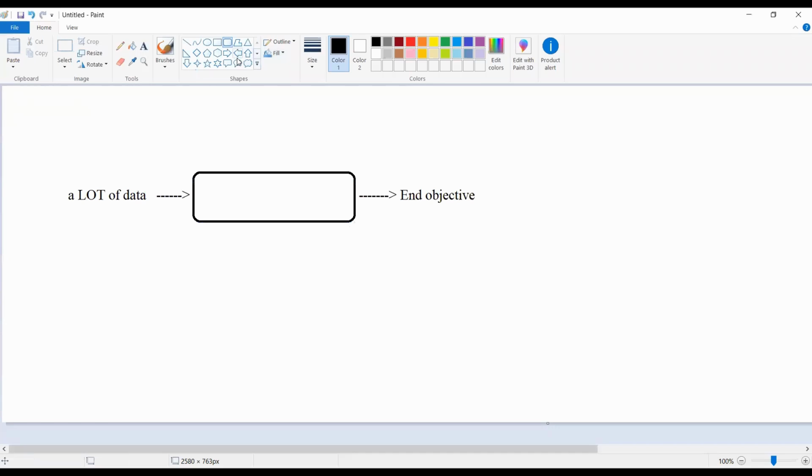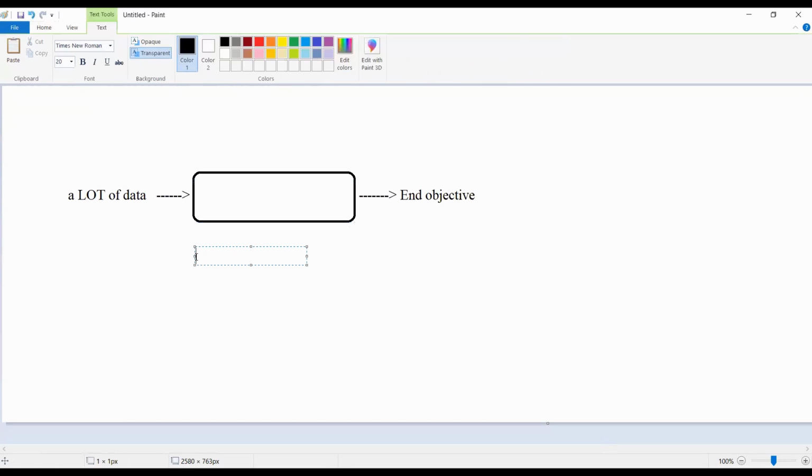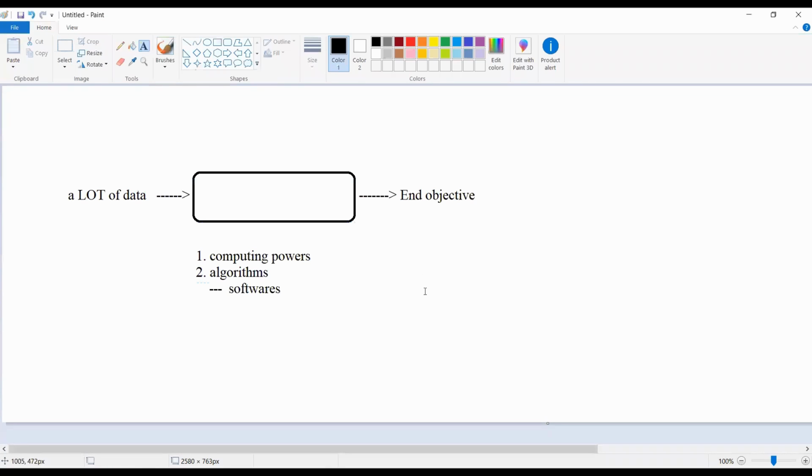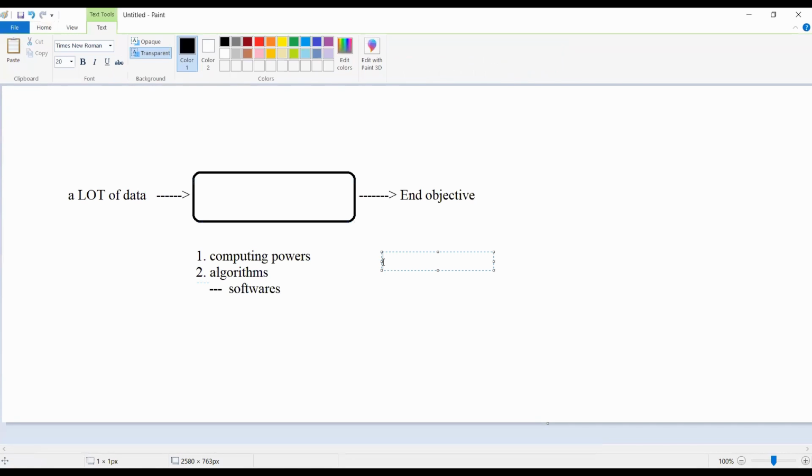Now this black box contains multiple components. Components means what? It contains, of course, a lot of computers, so computing power, you can say. And when you talk about computing power, we are also talking about algorithms, which come under the software. The software will be the thing that implements those algorithms. So now when we talk about algorithms, what have we got? Well, we have got a lot of algorithms. Like if you know about Hadoop, there is a very famous algorithm called MapReduce.